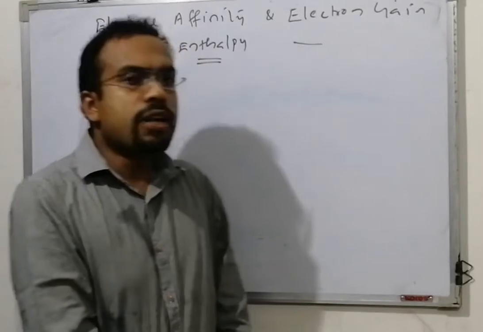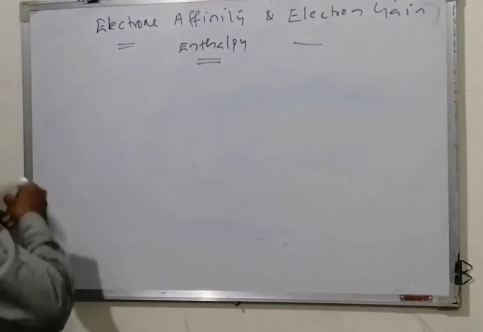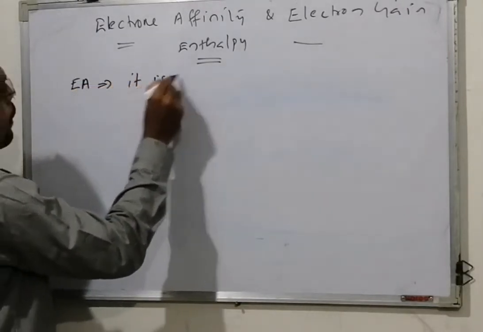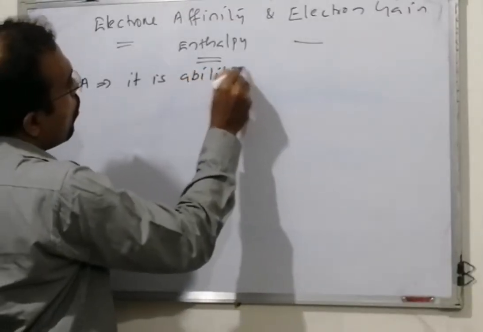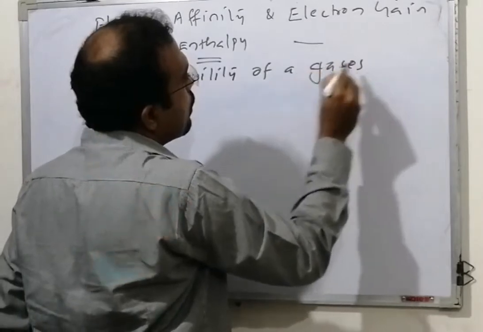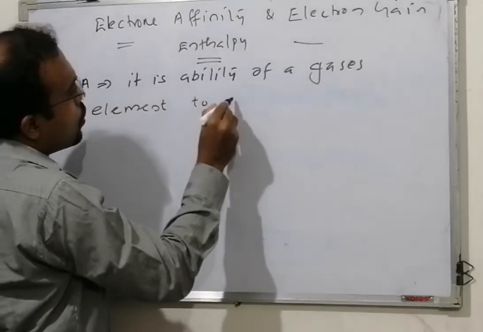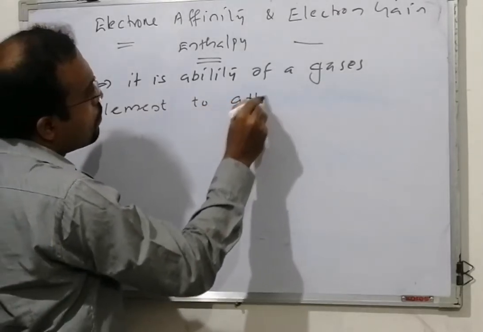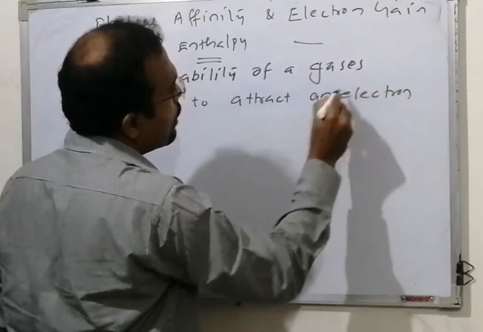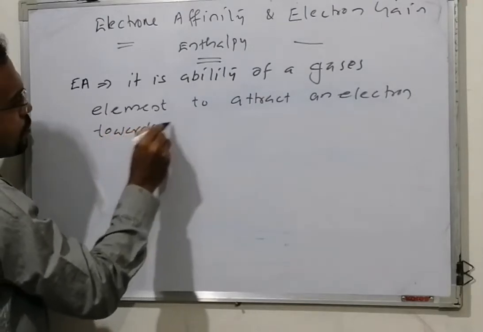Okay, electron affinity, EA, is the ability of a gaseous element to attract an electron towards it. Okay.